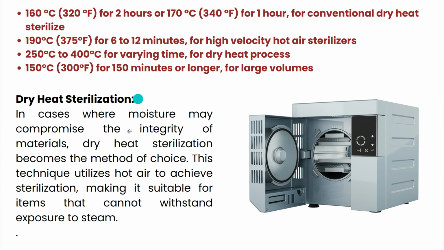Here you can see the different temperature practices: 160 degrees Celsius for 2 hours or 170 degrees Celsius for 1 hour for most of the conventional dry heat sterilization, whereas 190 degrees is practiced for 6 to 12 minutes for high velocity hot air sterilizers. Similarly, 250 to 400 degrees Celsius is also practiced depending upon the type of component you are looking to sterilize. So this is the dry heat sterilization process, and here you can see the dry heat sterilization instrument.